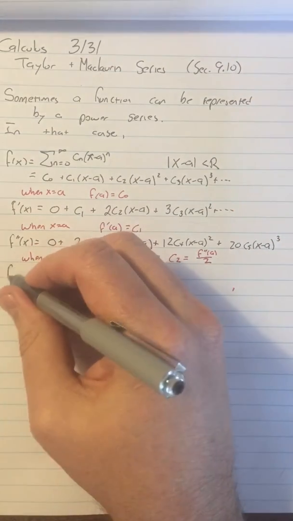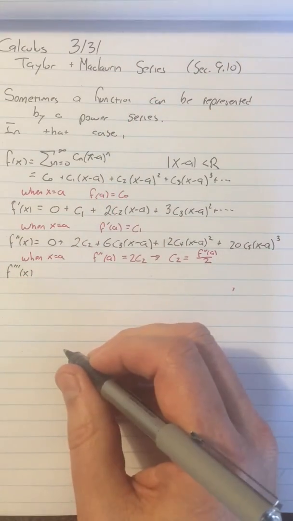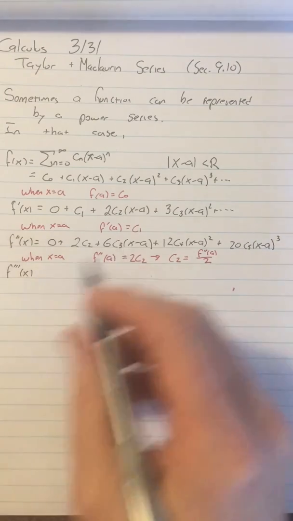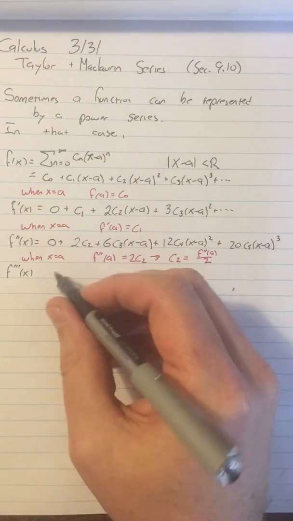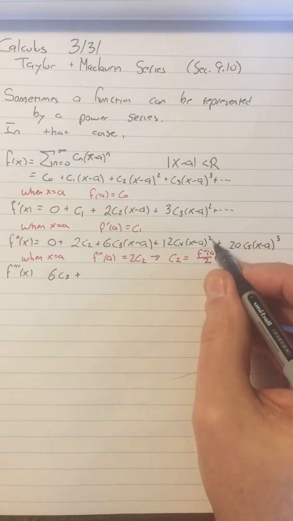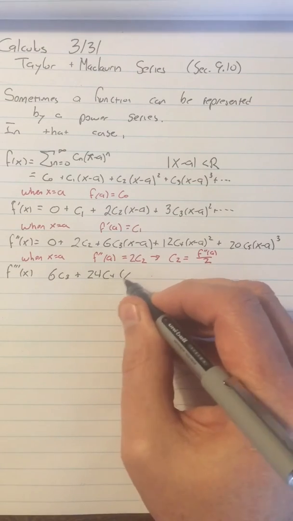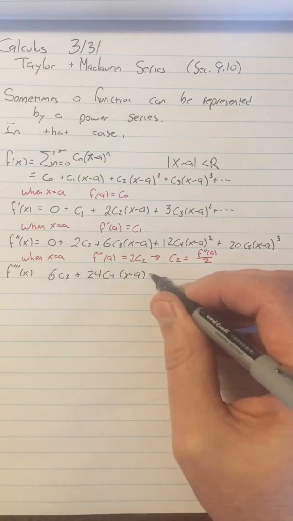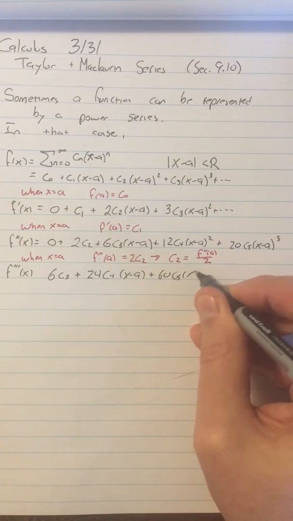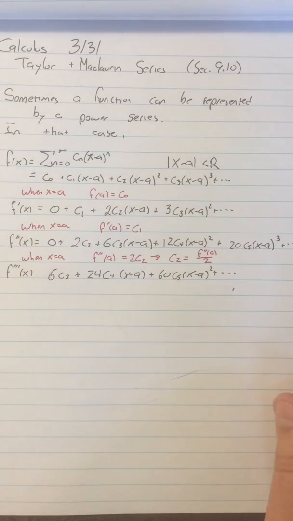I'll write out one more and then we'll get the pattern. So the third derivative, keep doing the derivatives of this thing. The third derivative, now this is a constant, so it's going to go to 0. This term is going to become 6c3. This term, I'm going to do 12 times 2, so I'm going to get 24c4 (x minus a). This one is going to become 60c5 (x minus a) squared, and of course these sums all go on forever.